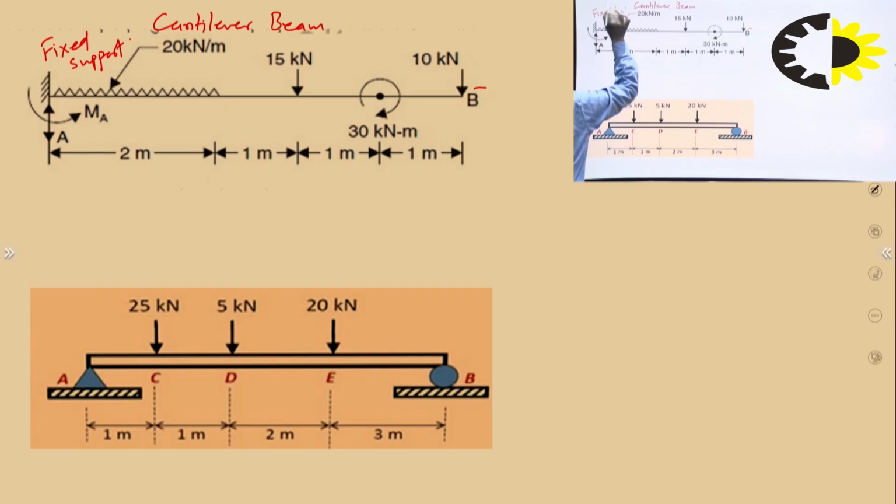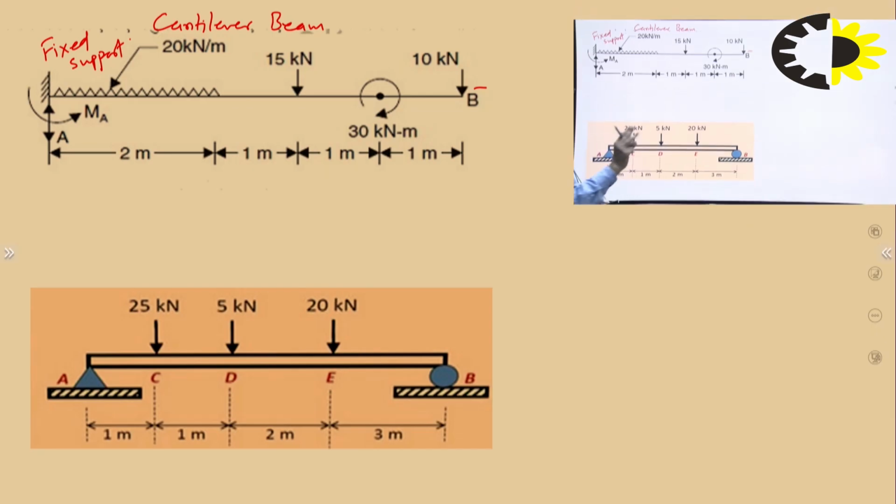What kind of support is it? Fixed support. How many motions are restricted? May this beam move in the horizontal plane? No. So one restriction. Can it move in this direction, in the vertical direction? Second restriction. Is it possible for this beam to rotate about point A? No. So there are three restrictions.